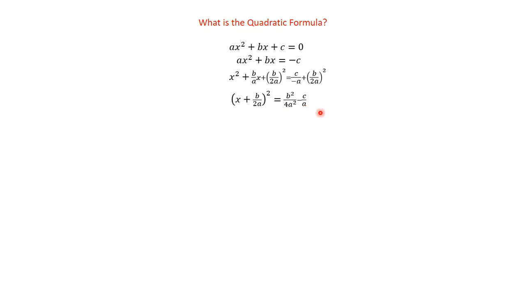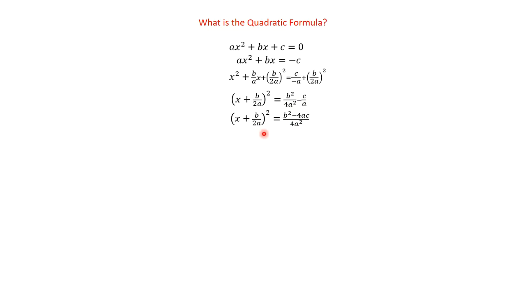We can now combine the fractions. We just need a common denominator of 4a squared. So we just need to multiply these guys by 4a. So we have 4ac. So b squared minus 4ac over 4a squared. That's just common denominator, combine the fractions.